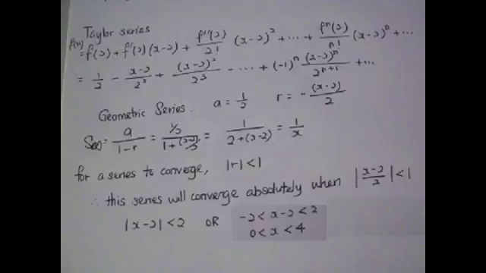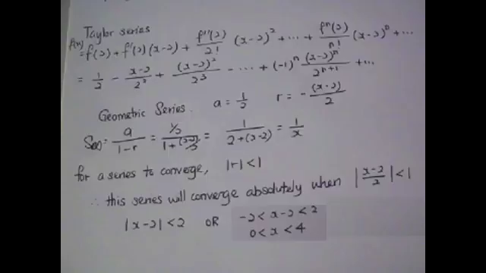So we'll get 1 over 2 minus (x minus 2) over 2 squared plus (x minus 2) squared over 2 cubed minus, and so on, plus (-1)^n (x minus 2)^n over 2^(n+1), plus so forth.